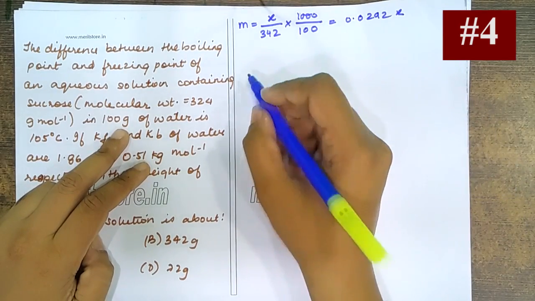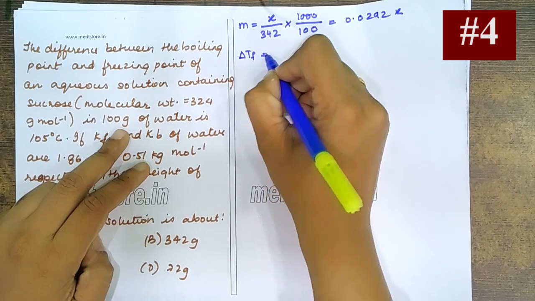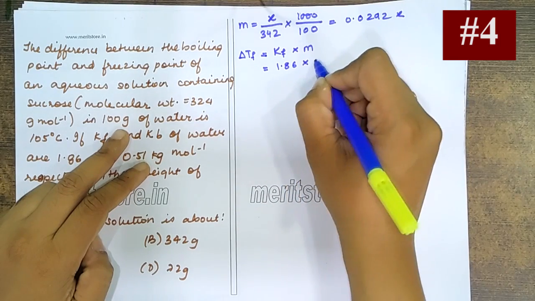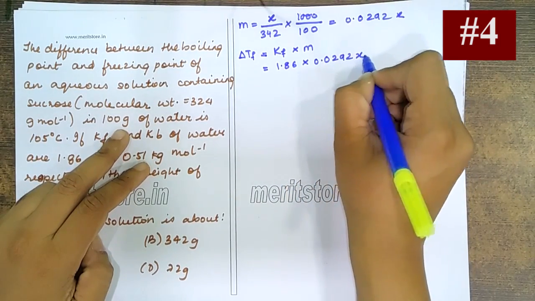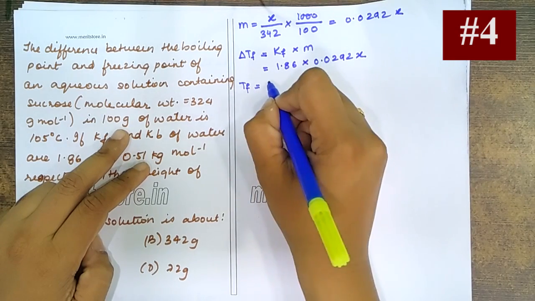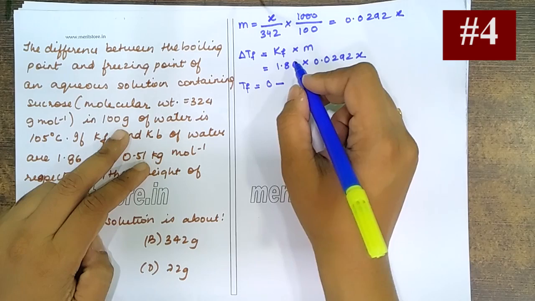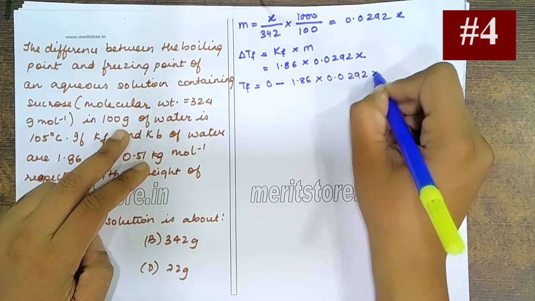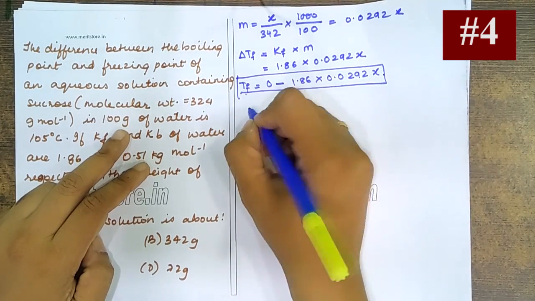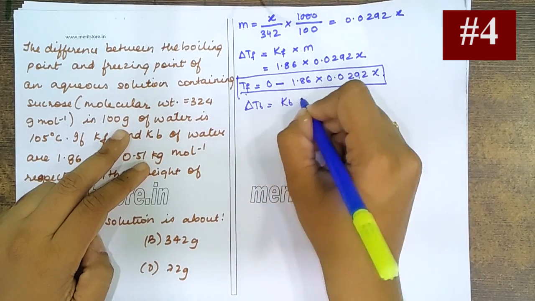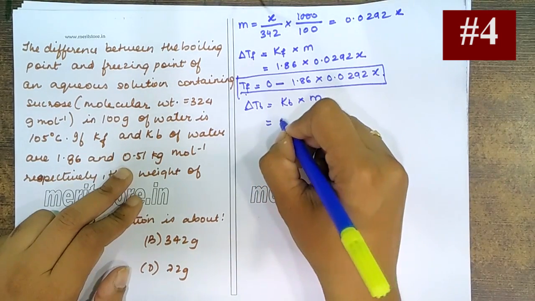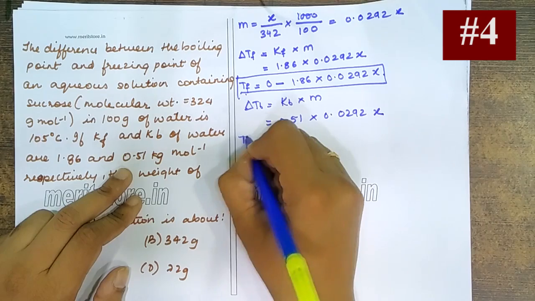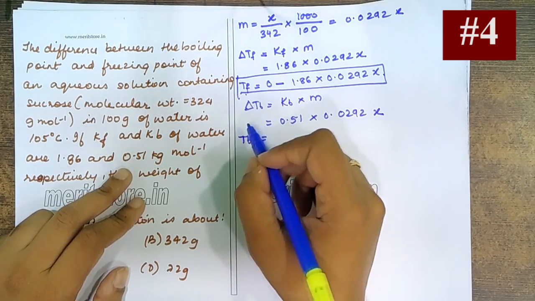0.0292x. If we talk about delta Tf, that is equal to Kf into molality. Kf given is 1.86 multiplied by 0.0292x. If I calculate Tf, it is nothing but 0 minus this particular data. So 0 minus 1.86 into 0.0292x. Similarly, delta Tb is equal to Kb into molality. Kb given is 0.51 into 0.0292x. Now if I calculate Tb, it is nothing but 100.